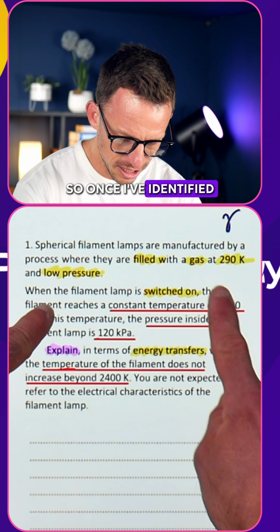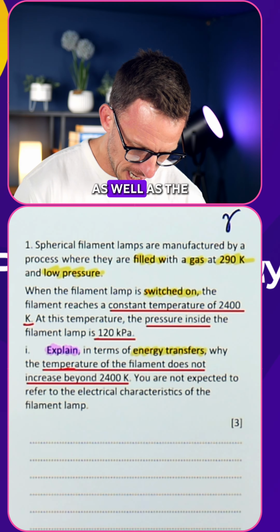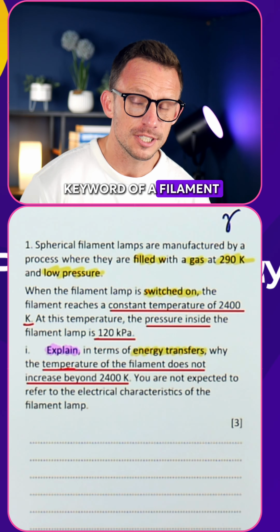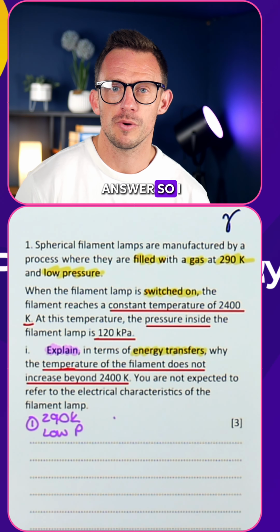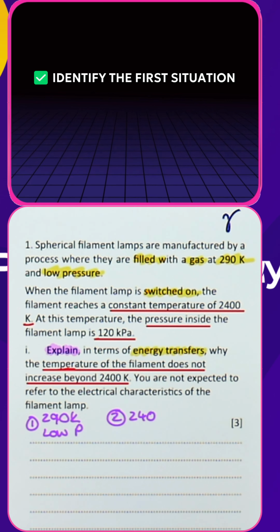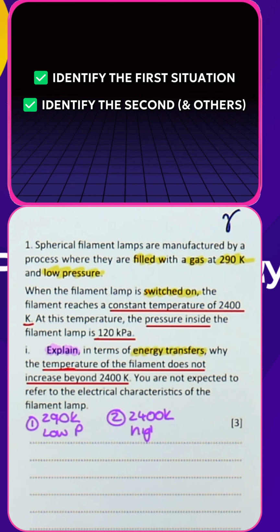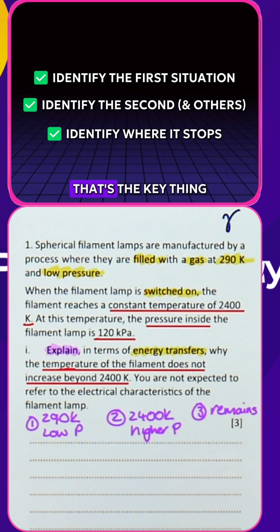So once I've identified all these key things, as well as the key word of a filament, see if you can spot my mistake coming up, I then structure my answer. So I identify the first situation, I identify the second, and sometimes there's a third, or I identify where does it stop. That's the key thing.